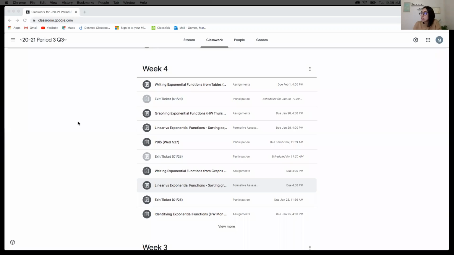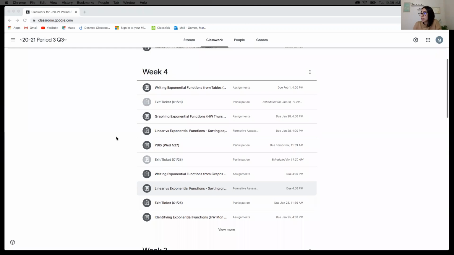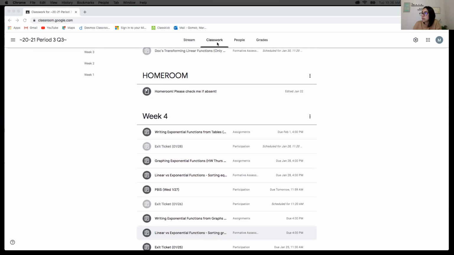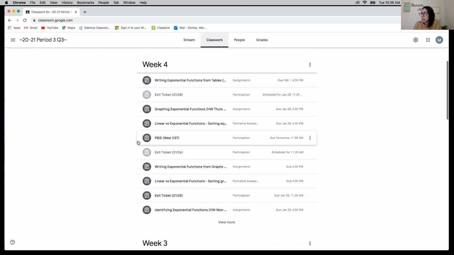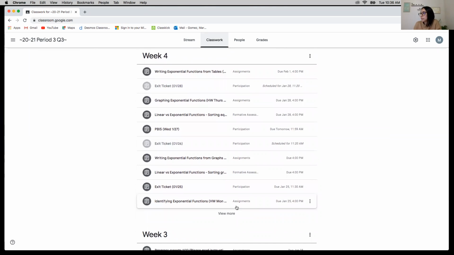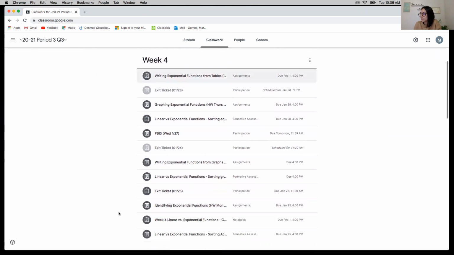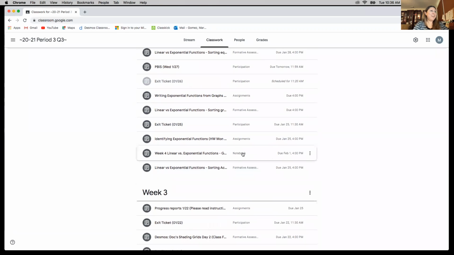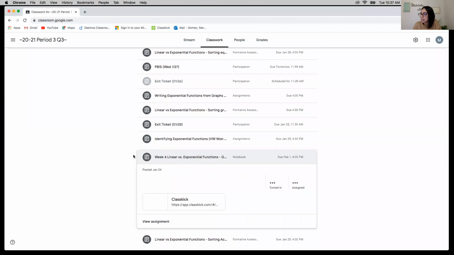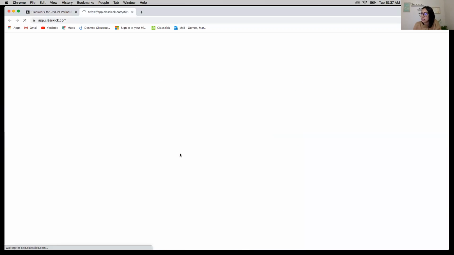I'm going to go ahead and share screens. Everybody should either already have opened up their notebook, but if you're not sure where that is, go ahead and click on classwork. Your notebook should be under week 4. Somehow I can't find it. Oh, view more. I hate that button. Go to where it says notebook here, click on that, and click on the ClassKick link.